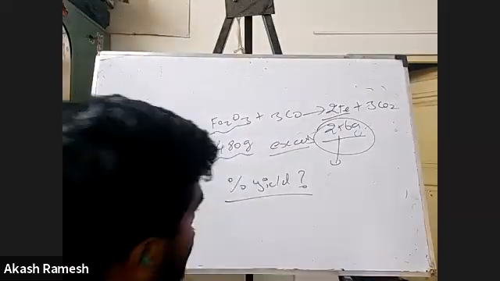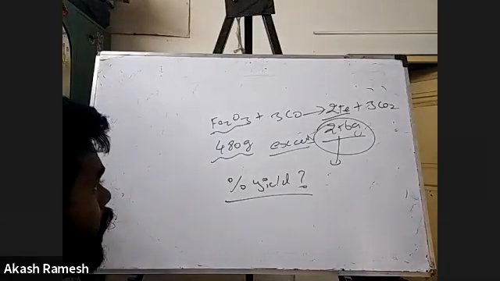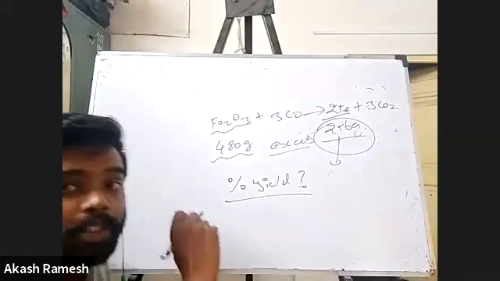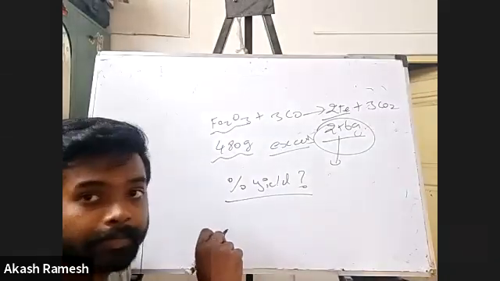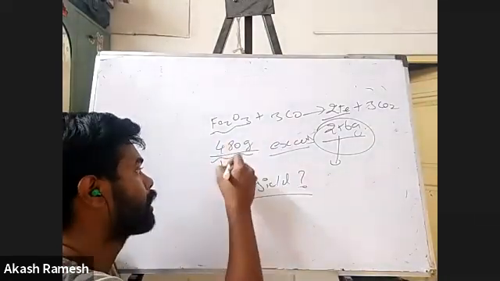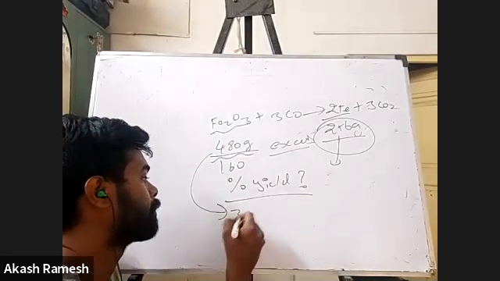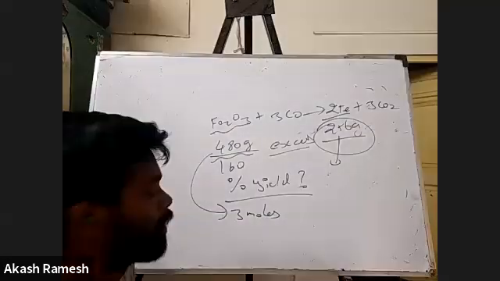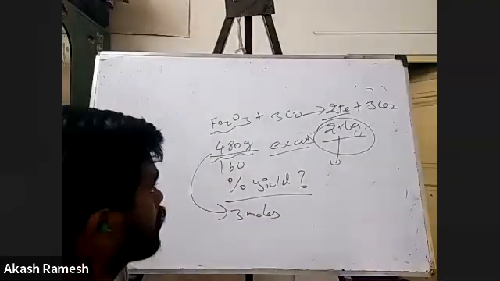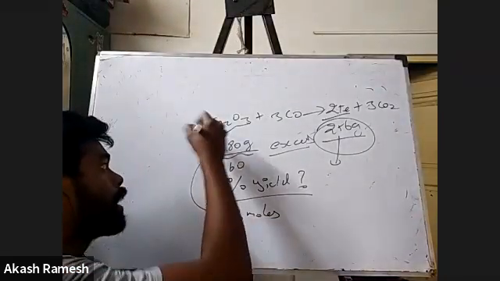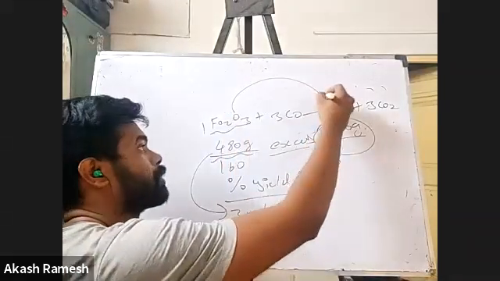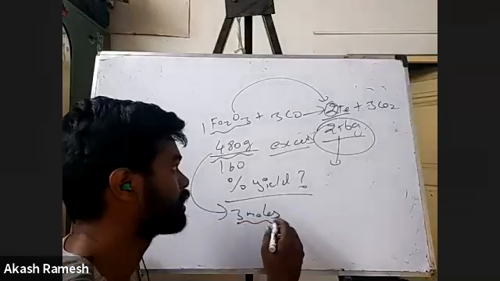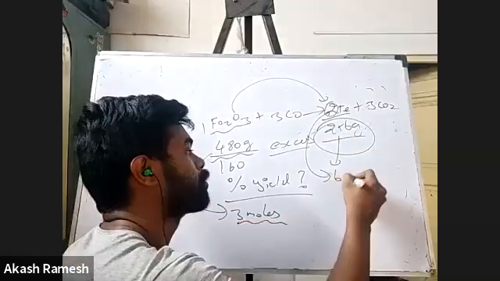Okay, fine. So we'll do it. If I calculate the molecular mass of Fe2O3, it is 160. So this divided by 160 is going to give me 3 moles. So 3 moles of Fe2O3 are there. Looking at the calculation, 1 mole of Fe2O3 gives me 2 moles of Fe. So if I have 3 moles of this, can I say I will be getting 6 moles of this?